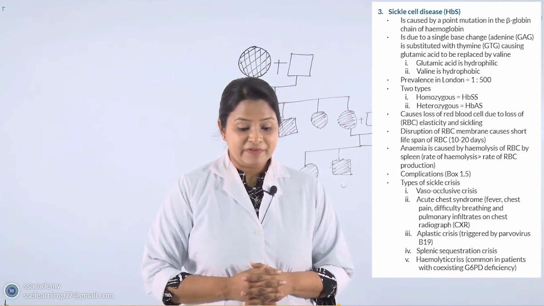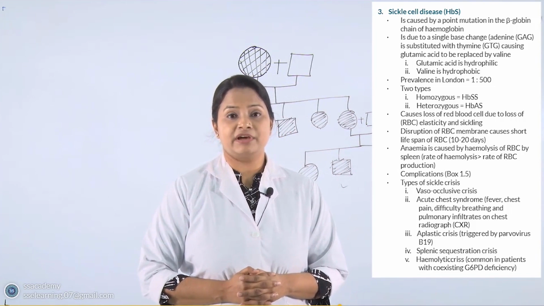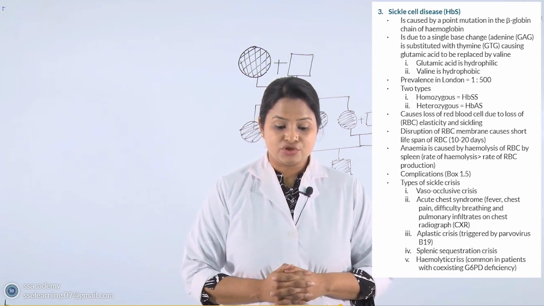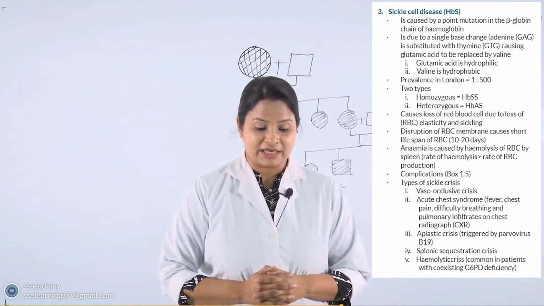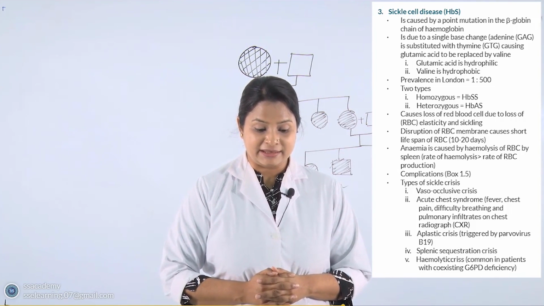Circle it. Prevalence in London, very much important. Circle it: 1:500 prevalence in London. There are two types, homozygous and heterozygous. Homozygous is hemoglobin SS and heterozygous is hemoglobin AS.